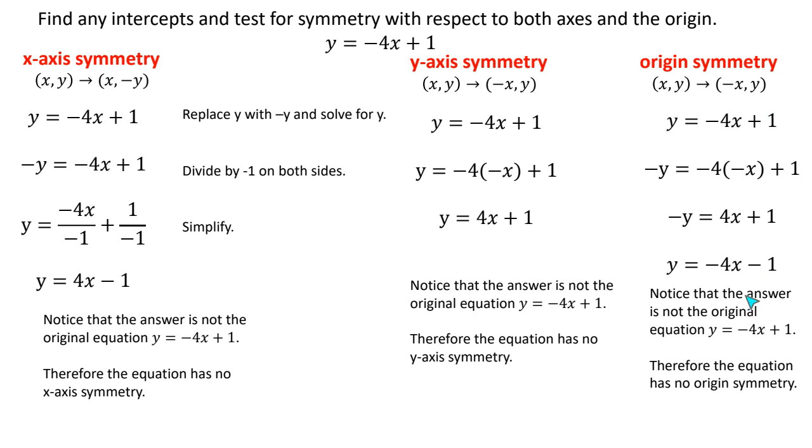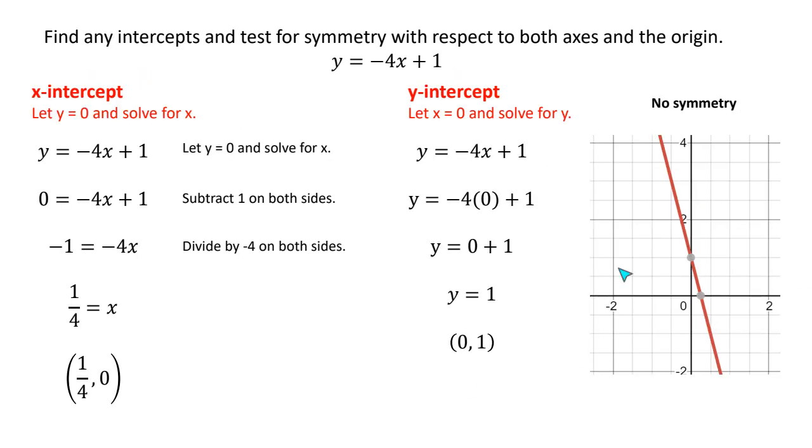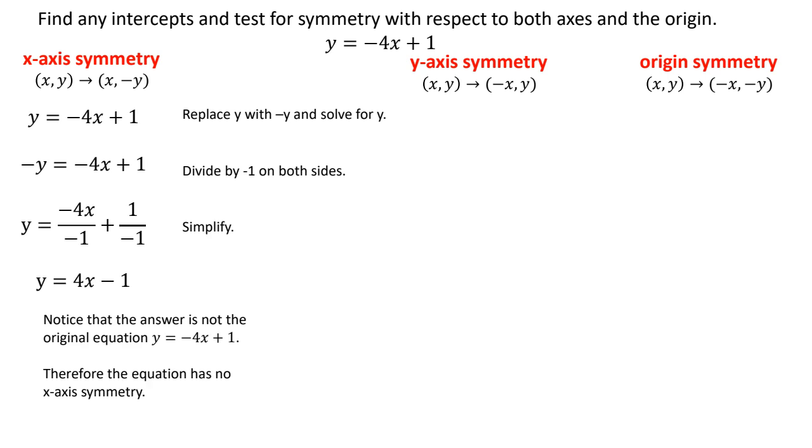If I compare, they're different. That means that there's no symmetry on the origin, which we could see from the graph, if I go back, that there was no symmetry. Okay, so that is how we would do it algebraically if we don't have the graph.